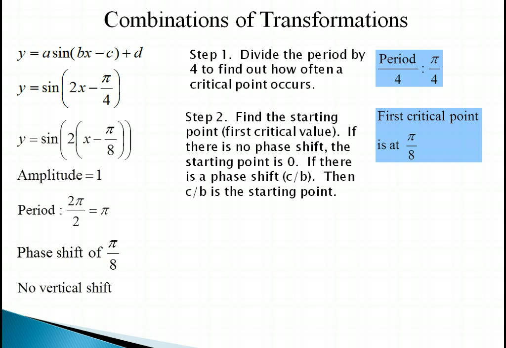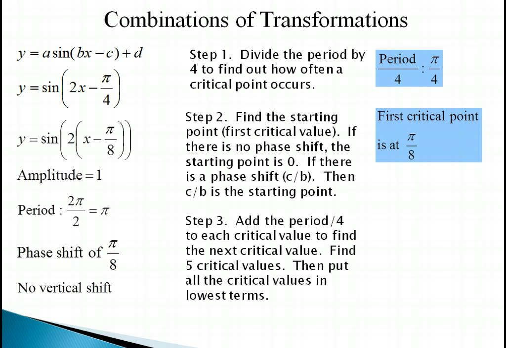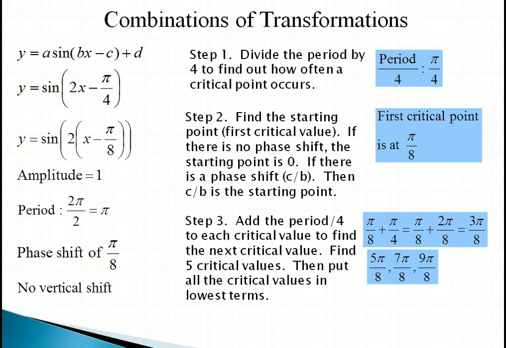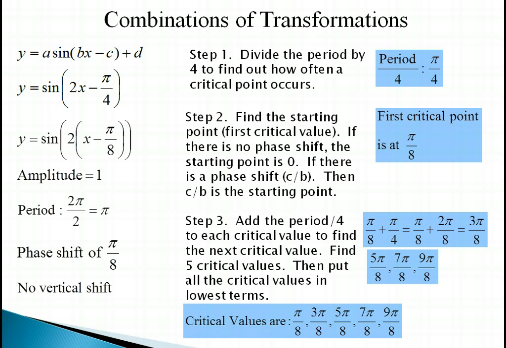Now what we want to do is continually add 1/4 of the period to a critical point to get the next critical point. So we're going to start at pi over 8 and add pi over 4 to it, which is really the same as adding 2 pi over 8. So we got 3 pi over 8. Now we're going to add another 2 pi over 8, and that'll give us 5 pi over 8. And then continually add 2 pi over 8 to get all of your critical values. In this case, they're already in the lowest terms possible, so all we have to do is list out what our critical values are.